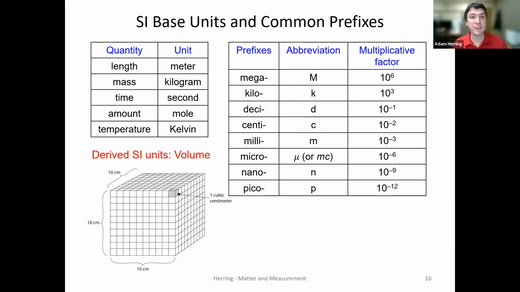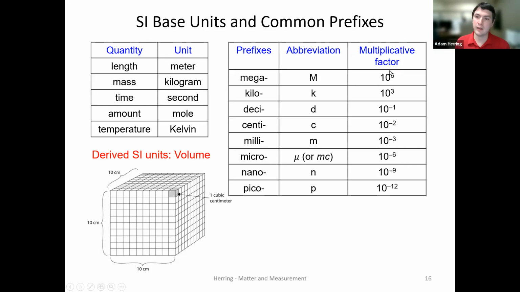We can also use prefixes to modify these base units or the derived units. So, for example, mega, which is abbreviated with a capital M, has a multiplicative factor of 10 to the 6. So in other words, a megameter is 1,000,000 meters. A kilometer is 1,000 meters. Whereas a picometer, down here on the bottom, is 1 trillionth of a meter.